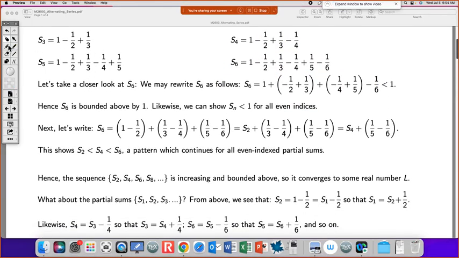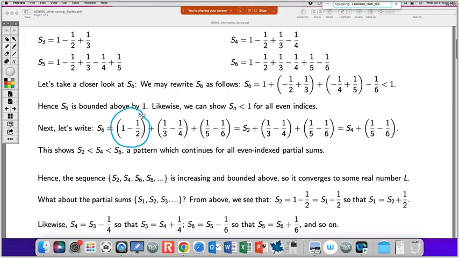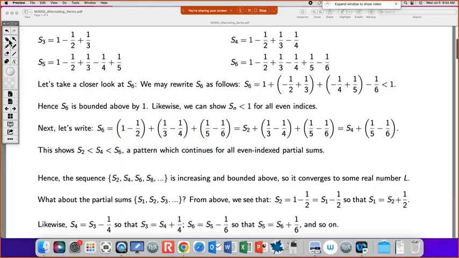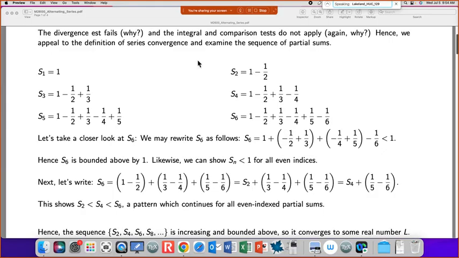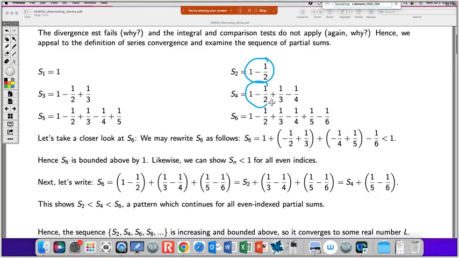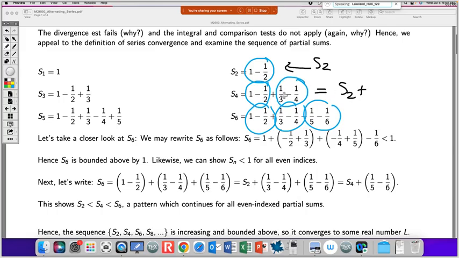Now let's rewrite them this way. I got 1 minus a half. So if I look at it this way, let's go up here. So 1 minus a half, 1 minus a half, third minus a quarter. So that's S1, or that's S2 rather. I could write this as S2 plus, what kind of number is this? A positive number. You follow? So that means that S4 is going to be bigger than S2.